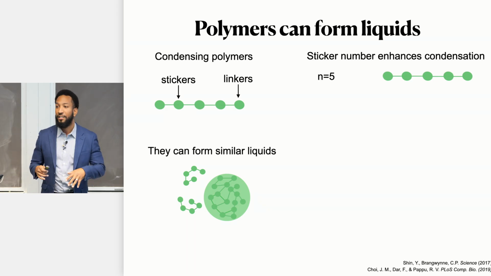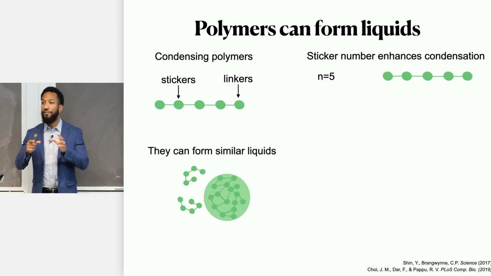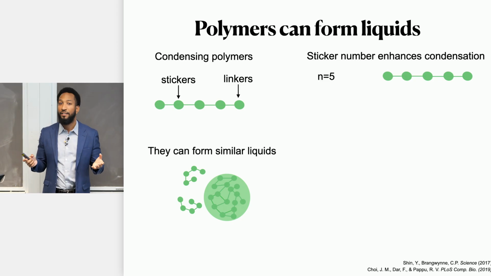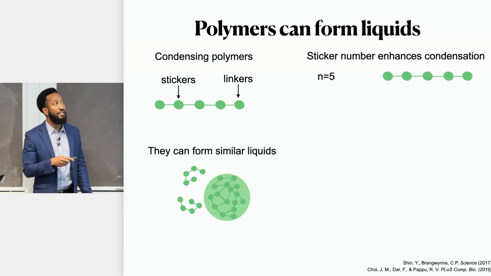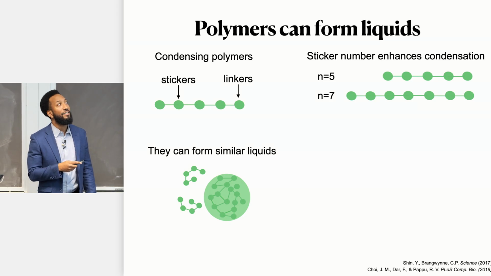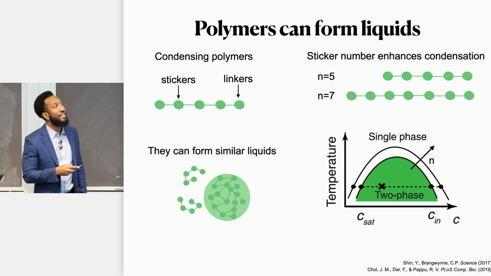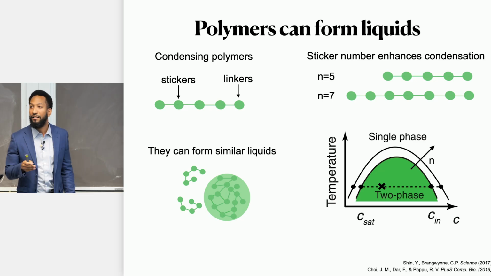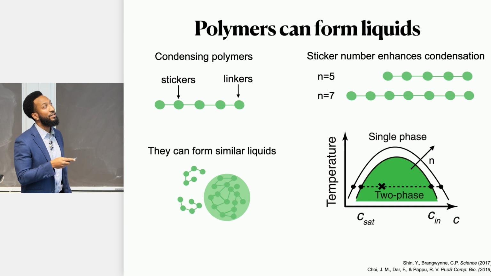And a lot of work has been focused on, for instance, how the number of stickers within a polymer could affect the density of this liquid phase. So, for instance, if I had a polymer with 5 stickers, and I had one with 7, what you would expect is the same kind of two-phase coexistence I've been showing the past few slides. The idea is temperature on this axis, and concentration on this one.